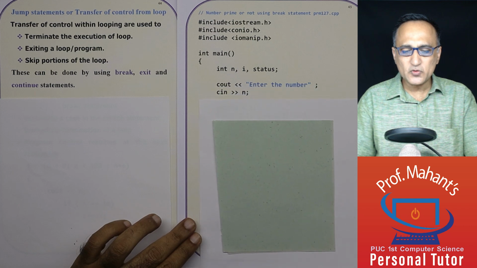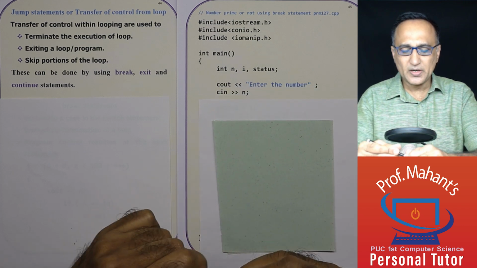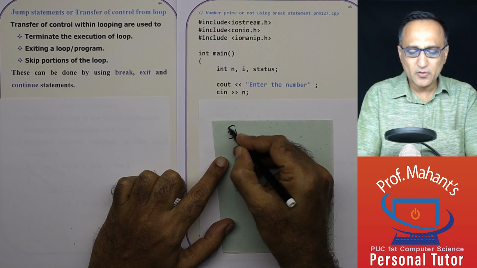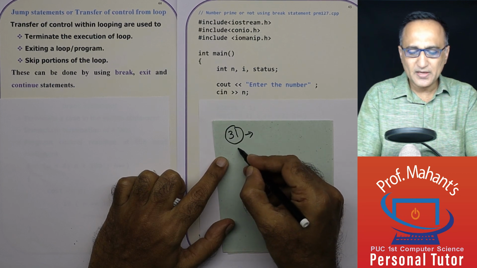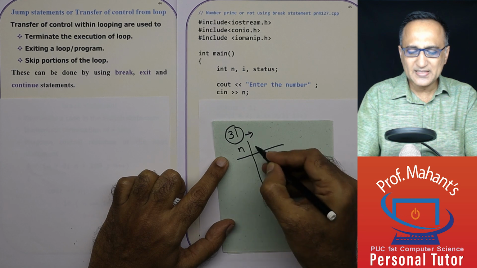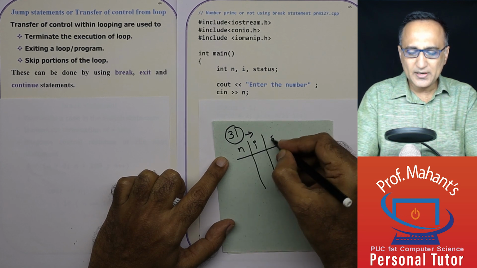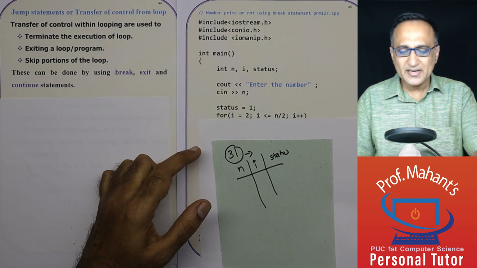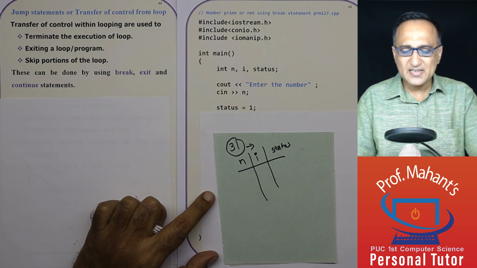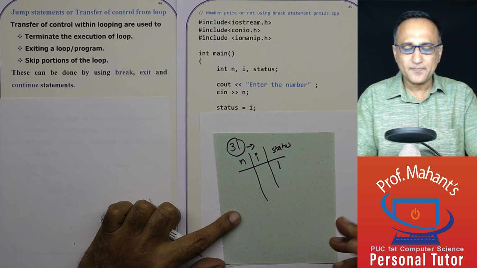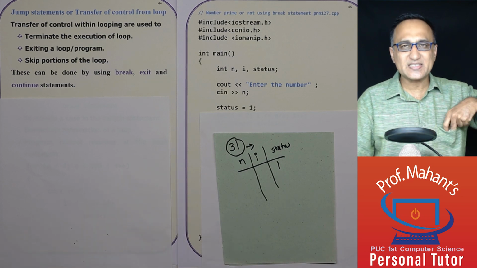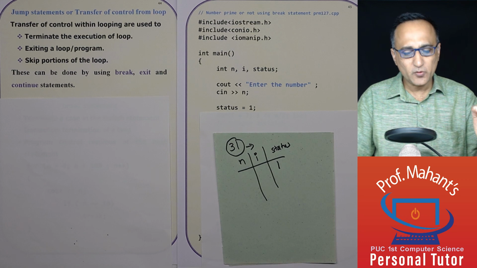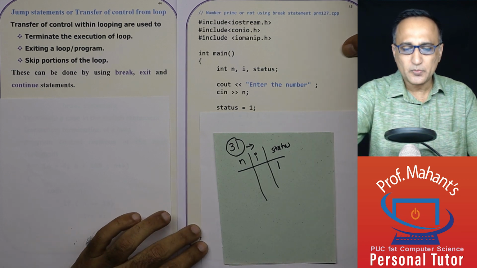I'm going to ask the user to enter a number. Let's say the user enters the number 31. All right, this is the value of n. Okay, so we'll make a column like this, n, i, and we'll keep status here at the side. Now what I'm doing in the next step, just watch. I am making status equal to 1. You will know why I am using this status variable, also called the flag variable, as we proceed in the program.